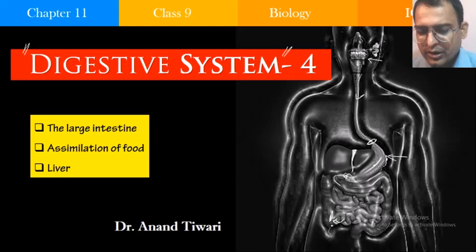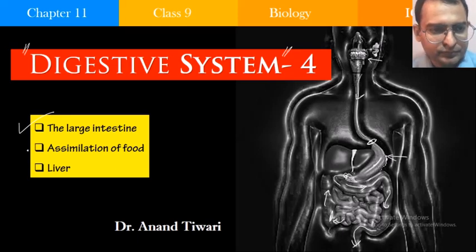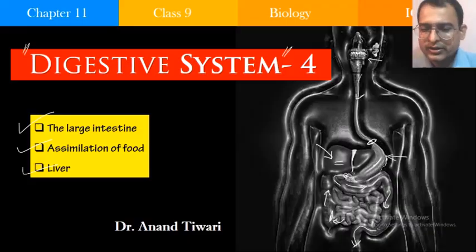So what we will be covering today is particularly the large intestine. There is the ascending, transverse, and descending colon, and it has to come out through the anus. How the assimilation of food takes place and what the various functions of the liver are, we will be covering all of this in today's class. So let's start with the large intestine.